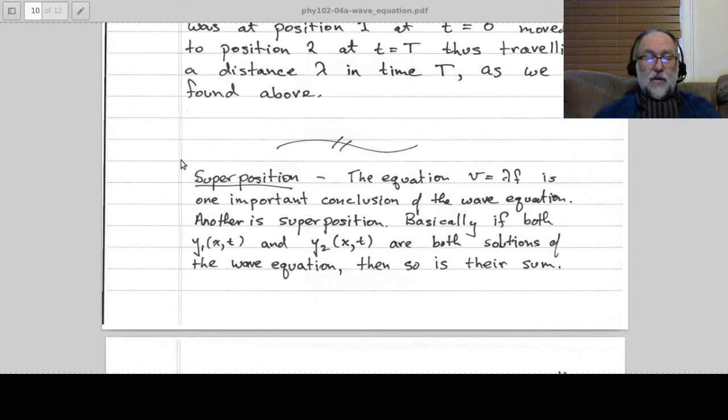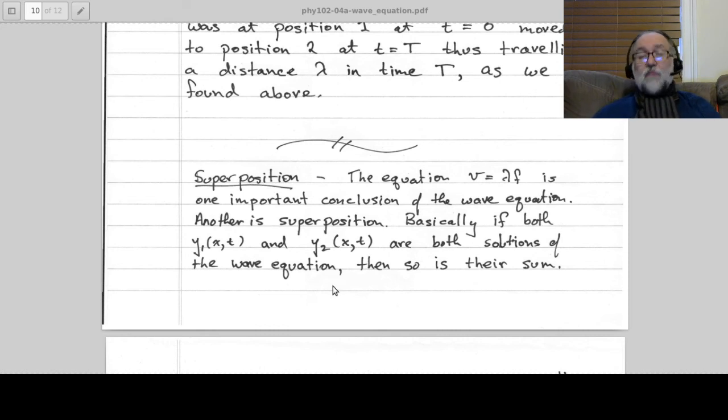Omega and k can vary as long as they're locked together in the correct ratio to give you the correct velocity. Then you've got a solution. And so you can see that you've got an infinity, because you can vary any omega and corresponding k and you'll get a solution. You can also have an infinity of different amplitudes. So there's a whole bunch of different solutions to that equation.